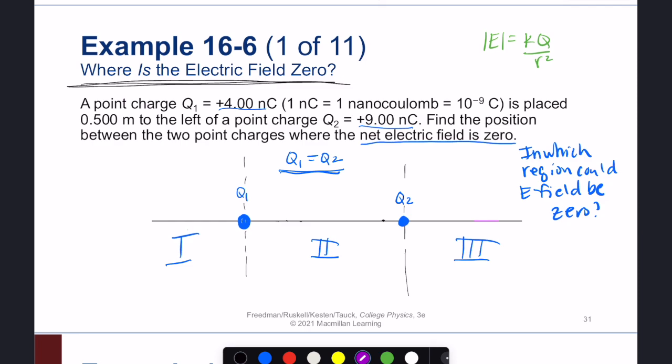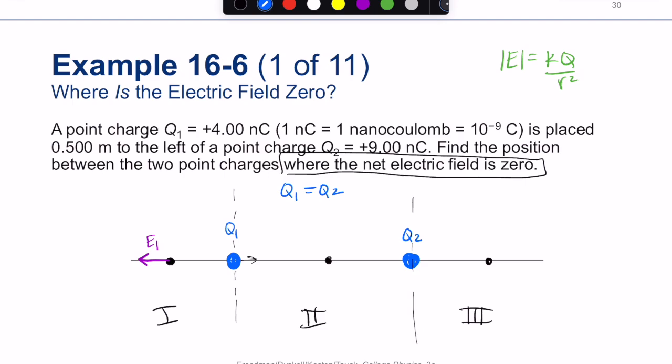But just to illustrate conceptually how to tackle this problem, we need to figure out in which region the net electric field could be 0. So E will be pointing to the left. And now for green, for Q2, the electric field is also going to be pointing to the left, but it's going to be farther away from this point, right? So its magnitude is going to be smaller, because the larger the distance, the smaller the electric field. So we're going to have a net electric field pointing to the left.